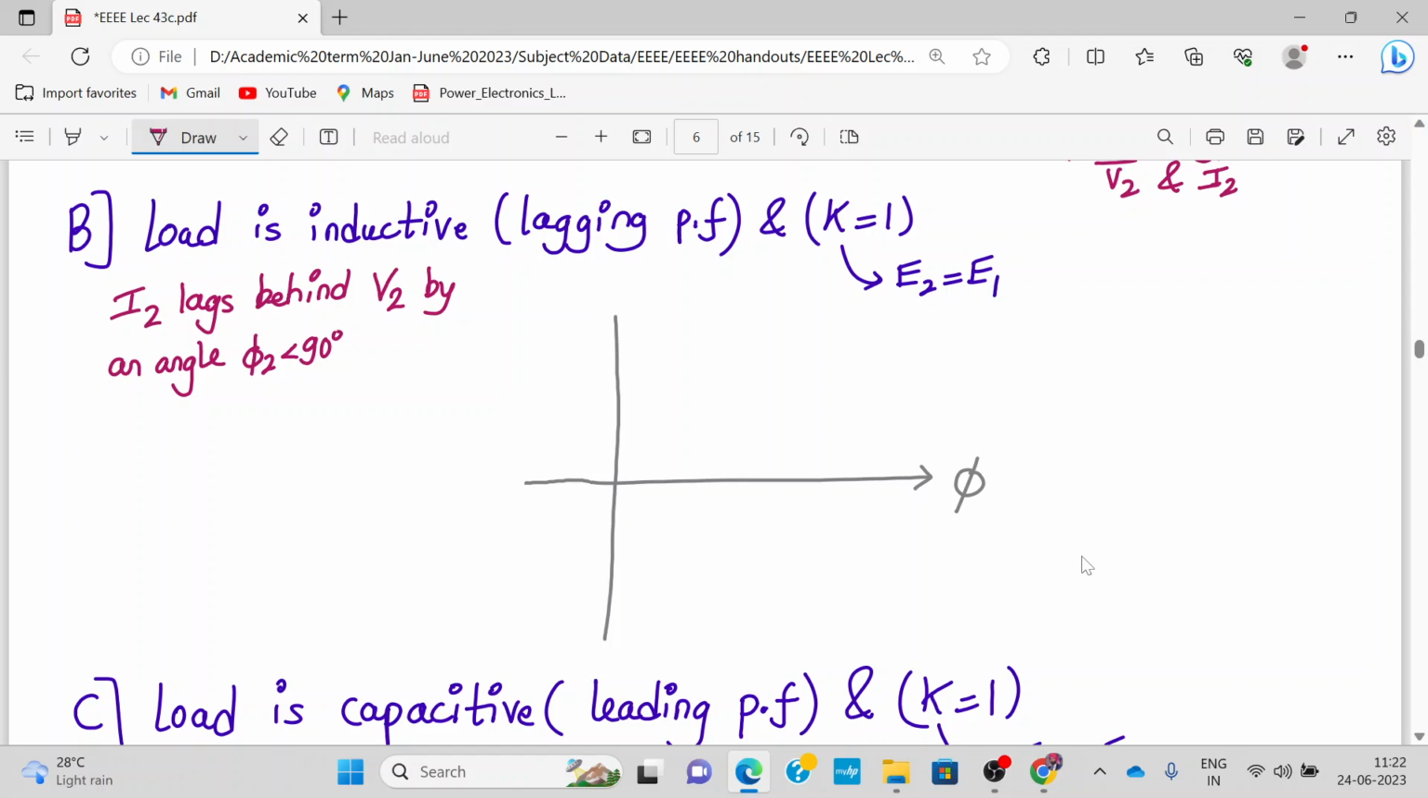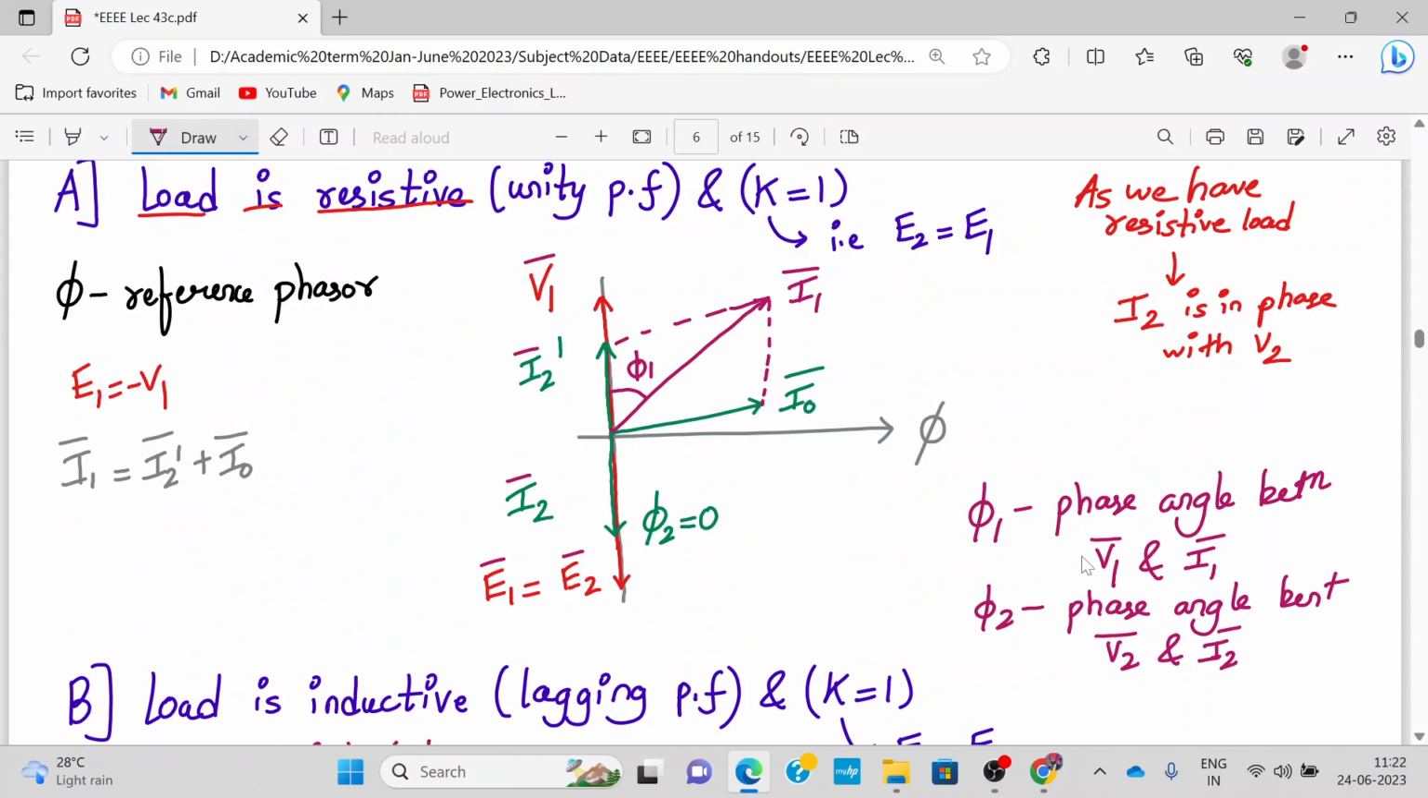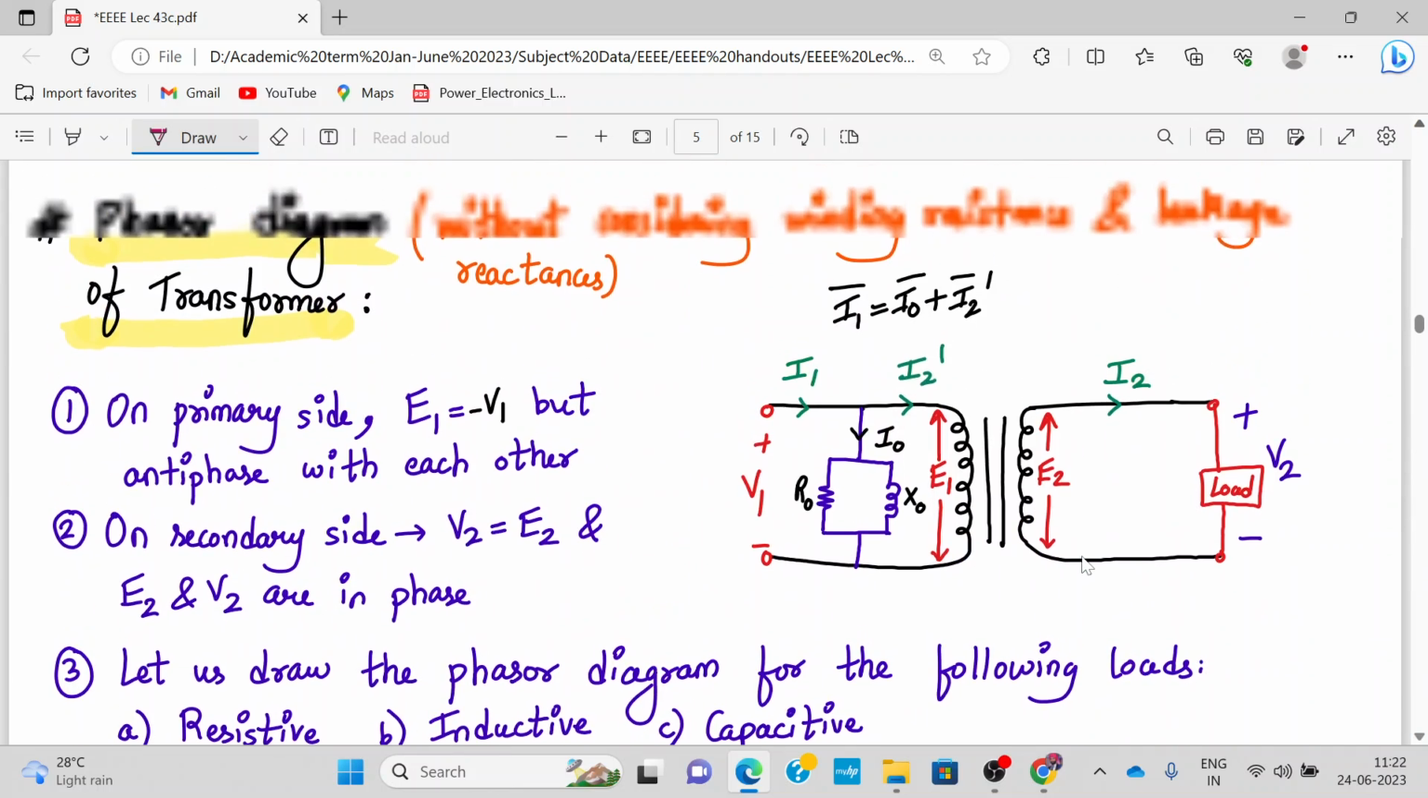We have a reference phasor. We first draw E1 and E2. E1 and E2 are the same, so this is E1 equal to E2. E1 is equal to V2 because E2 and V2 are the same. Sorry, I have not drawn it over here. Yeah, this is also equal to V2, because E2 and V2 are the same. Here you see E2 is equal to V2.